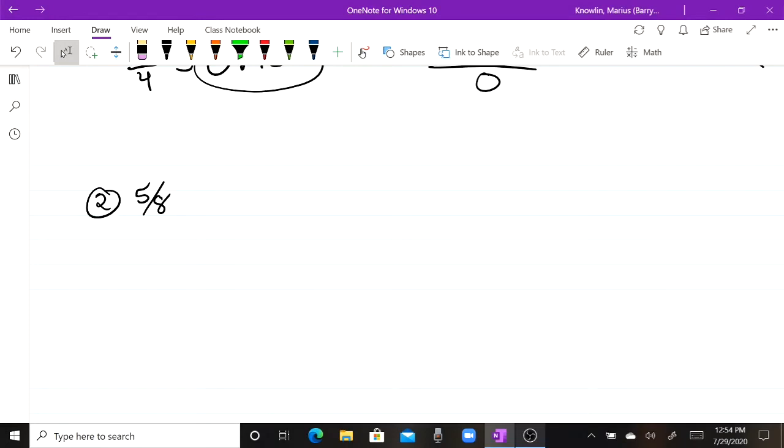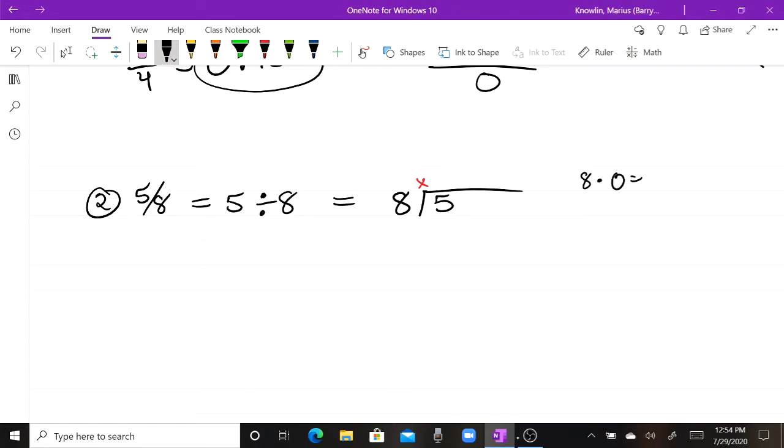Number 2. Once again, we're going to be using long division to turn 5/8 into a decimal. Well, 5/8 really means 5 divided by 8. And we know that if we want to perform long division, it's going to be how many times does 8 go into 5? Right? Well, let's see. 8 times 0 is 0. 8 times 1 is 8. 8 is too big. So we already know that 8 doesn't go into 5. And if we wanted to, we could say that 8 goes into 5 0 times.